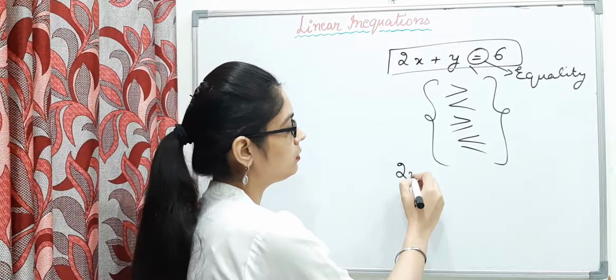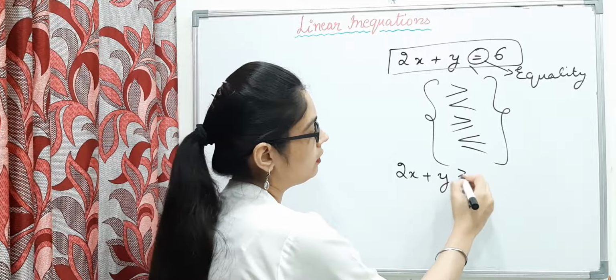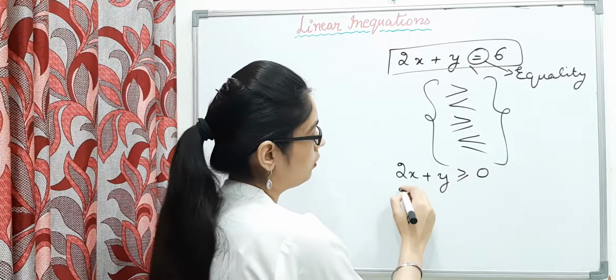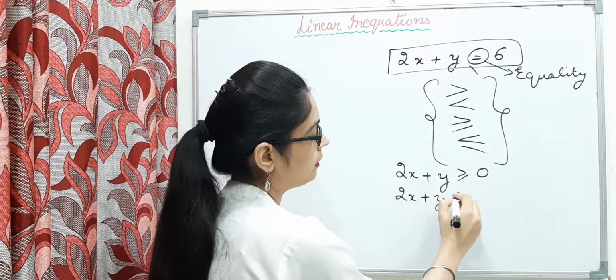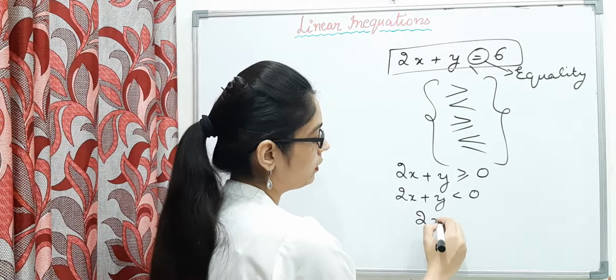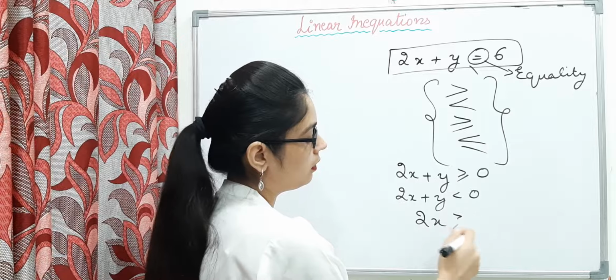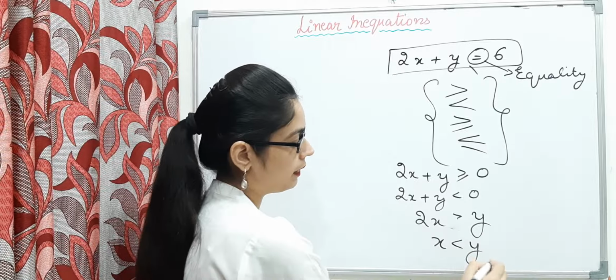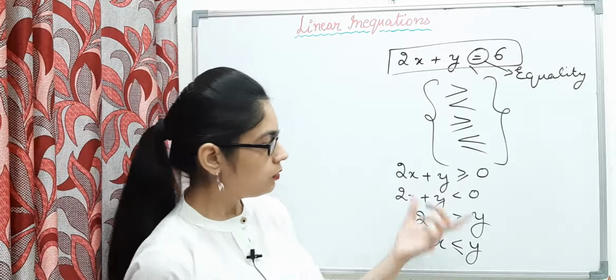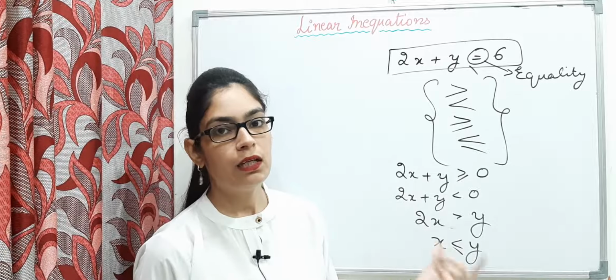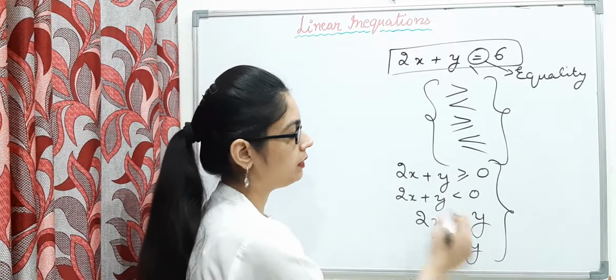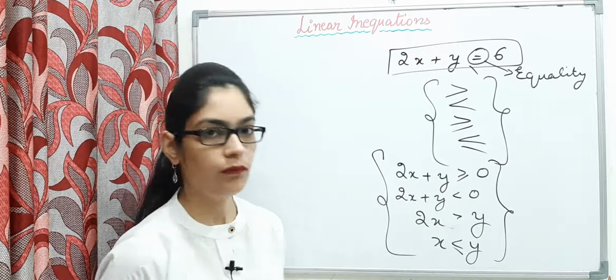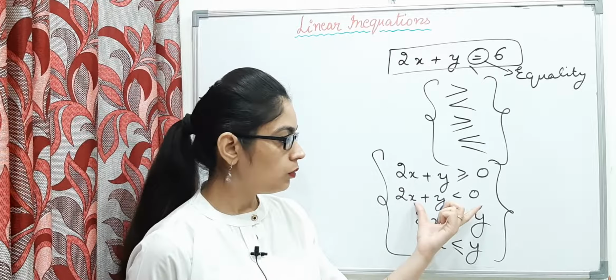So something like this: 2x plus y greater than or equal to 0, 2x plus y less than or equal to 0, 2x greater than or equal to y, x less than or equal to y, we can say. So you will see expressions like this in the chapter. So inequations look like this.